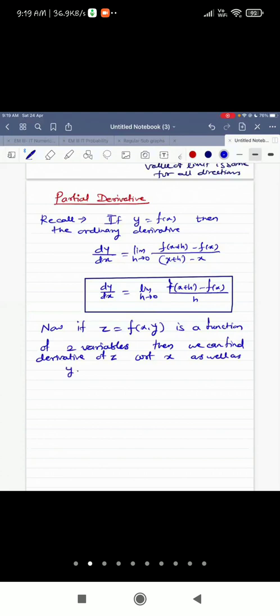For example, if I consider the rectangle and the area of the rectangle, then there will be a change in the area of the rectangle as the length changes, as well as whenever the breadth changes, right? So you can find the rate of change of area of the rectangle with respect to length as well as with respect to breadth, isn't it? In the same way, if z is f of x, y, you can find the derivative of z with respect to x as well as y.